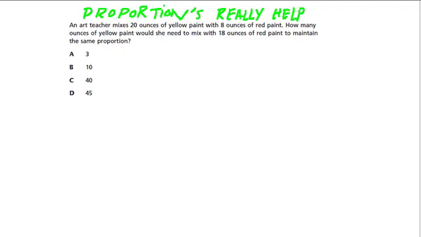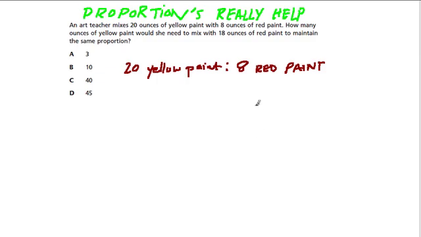In this problem, we have an art teacher who mixes 20 ounces of yellow paint with 8 ounces of red paint. We'll set that ratio up. How many ounces of yellow paint would she need to mix with 18 ounces of red paint to maintain the same proportion?